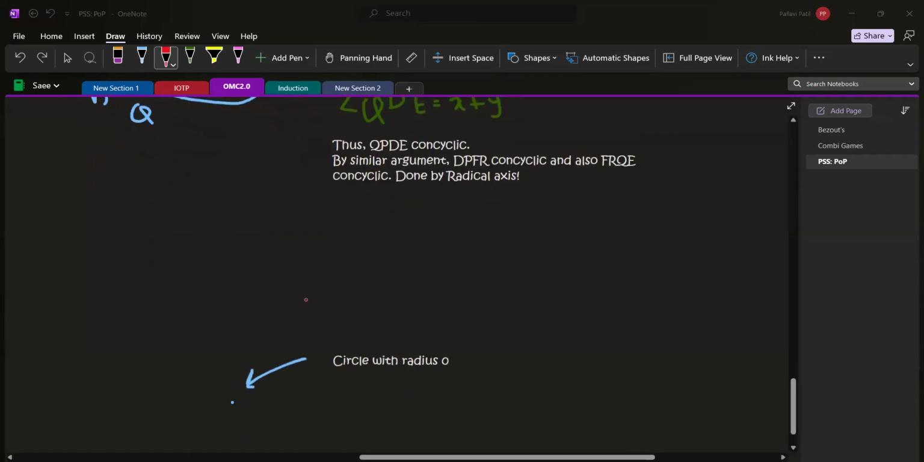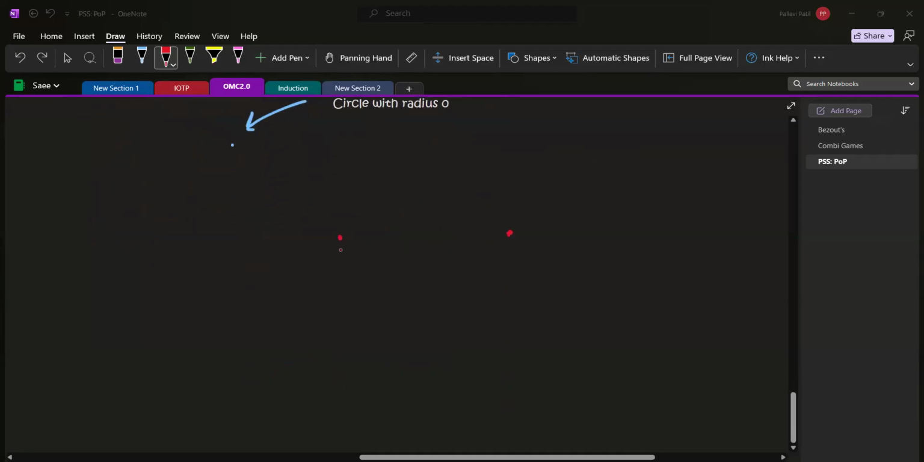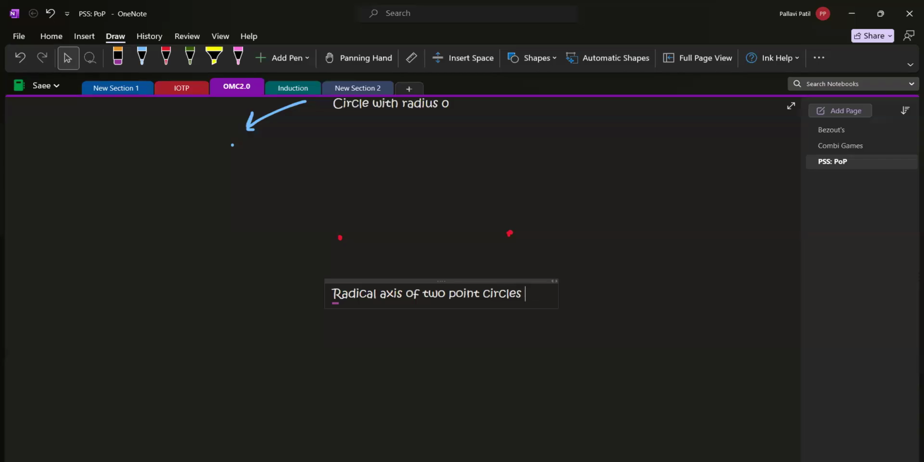I hope that made sense. Okay, let's say we have 2-point circles. Then what is going to be the radical axis of 2-point circles? Like the perpendicular bisector joining the line. Exactly. Joining the centers actually. Sorry.